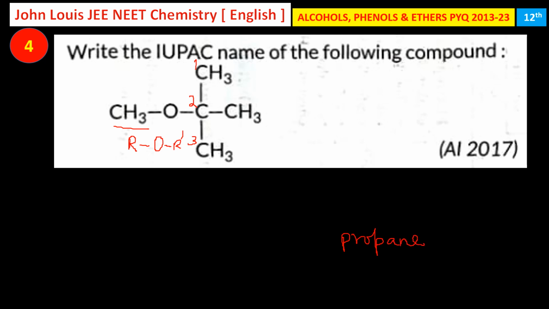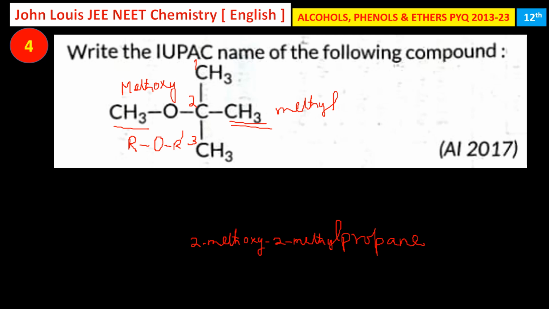In propane, in the second carbon, there are two substituents. On the right hand side, there is only one carbon, therefore this substituent is methyl. What about the other side? This is meth and this is oxy, therefore this is methoxy. So what could be the name? All the branches and substituents we have to write in front of the parent name. The parent name is propane, therefore it should come as 2-methoxy, 2-methyl propane. So this is the IUPAC name of this compound.